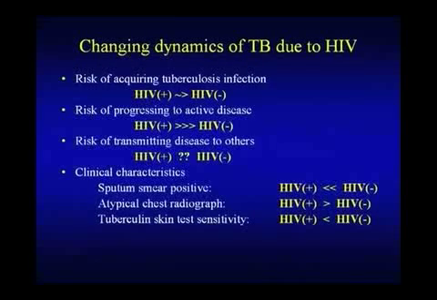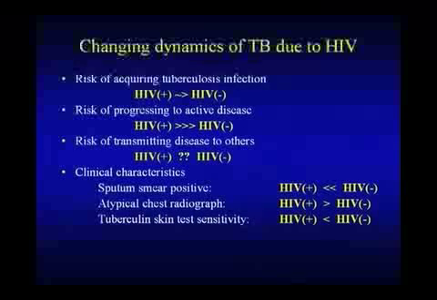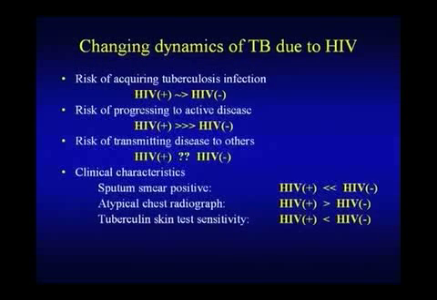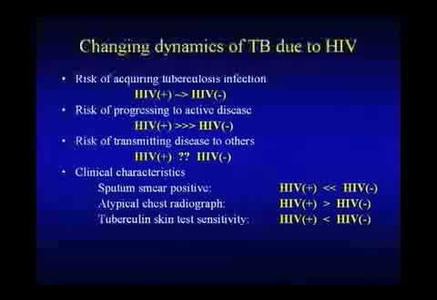This summarizes some of the changing dynamics of TB due to HIV. The risk of acquiring tuberculosis infection, as I mentioned, we believe is greater in people who are HIV positive compared to those who are HIV negative, though there is no great evidence. Thus, I have the symbol there that I do. Risk of progressing to active disease, however, we know that HIV positive patients are at significantly greater risk of progressing to active disease compared to HIV negatives. The risk of transmitting the disease to others, however, on an individual level is not well documented.